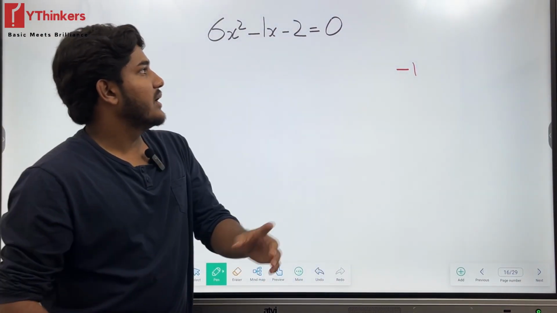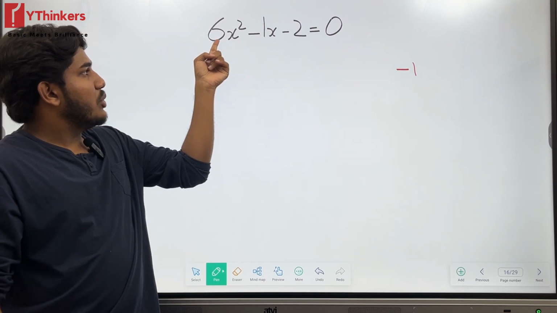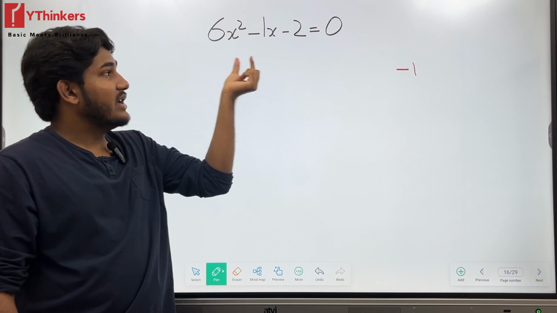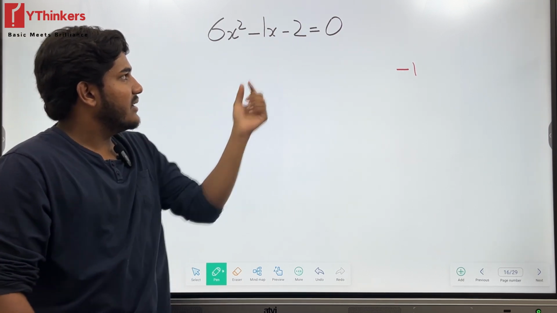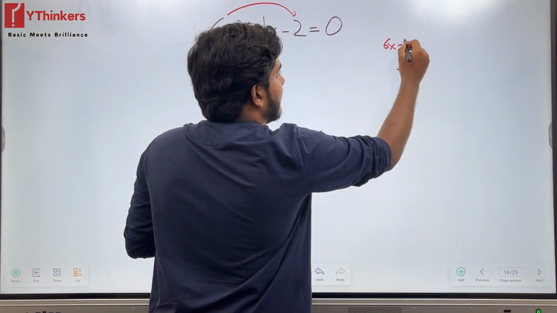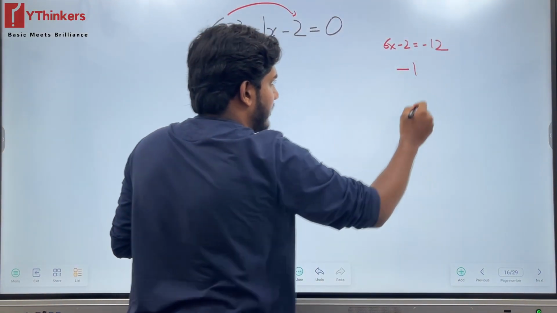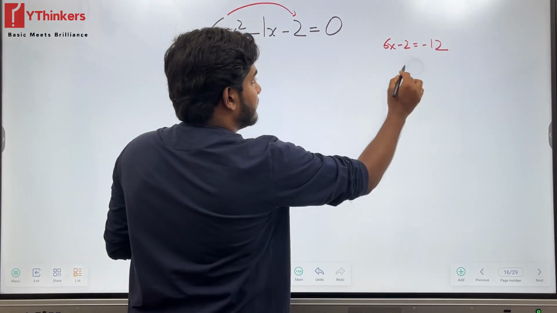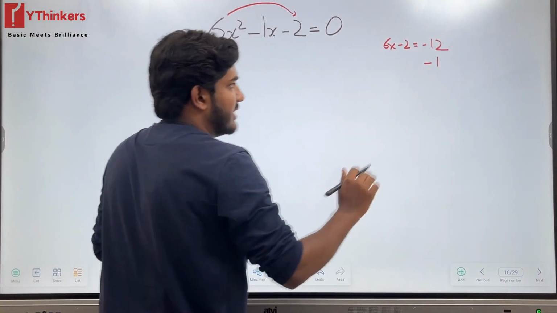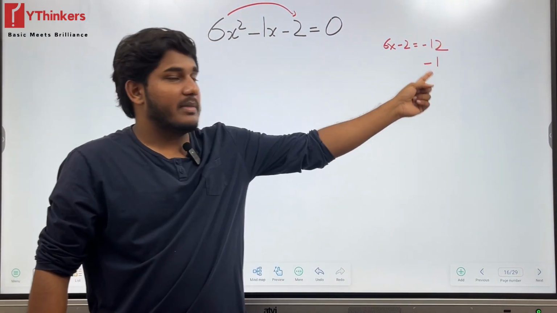Okay, no problem. The coefficient of x square is 6, and the constant c is nothing but -2. 6 into -2 is nothing but -12. Okay, so what I'll do is I'll write like this. Okay, so therefore I have two things now. I have -12, I have -1.